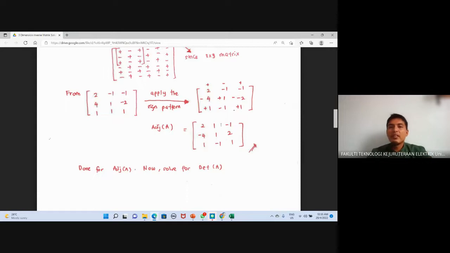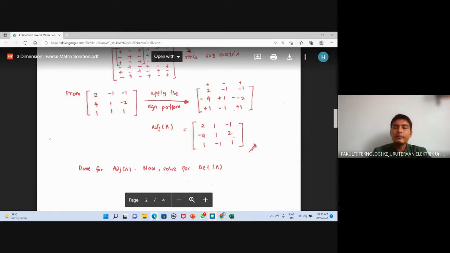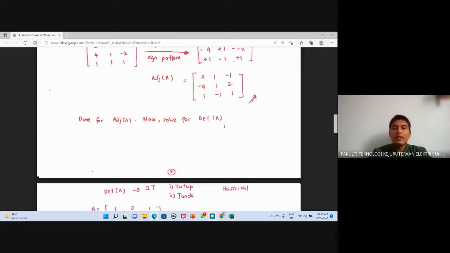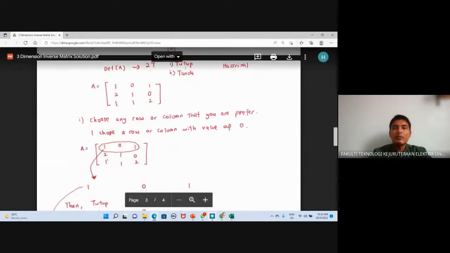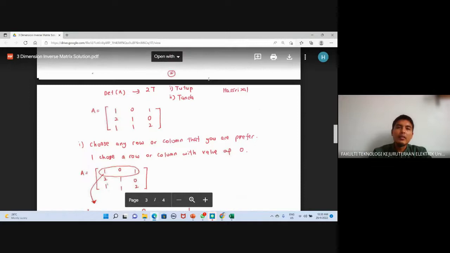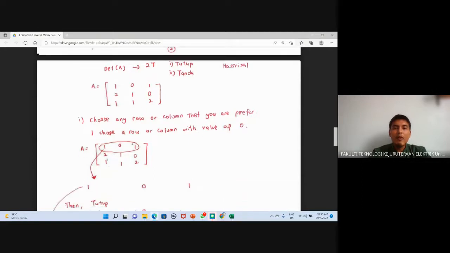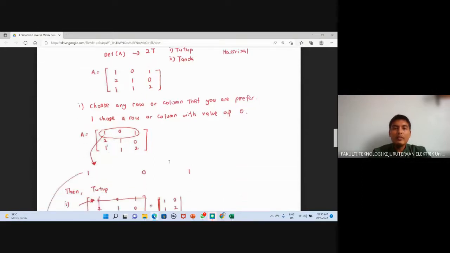Okay, this is the adjoint of A. And then after that, you find the determinant of A. You use this formula. In this case, I'm happy to use the row or column with 0 because it is easy for you to calculate. So in this case, I choose the row of 1 0 1.